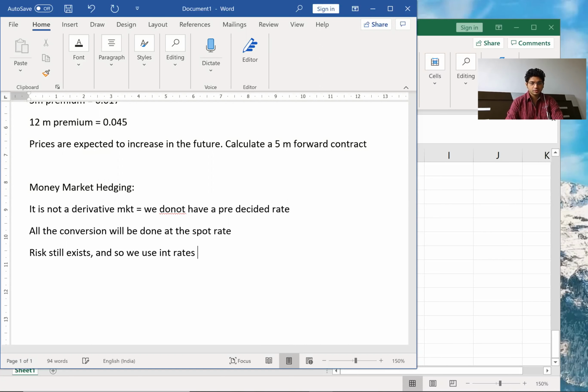And so we use interest rates, because we are talking about money market, right? Money market means borrowing and depositing. So we use interest rates to hedge our risk.